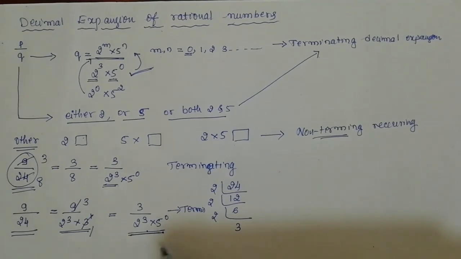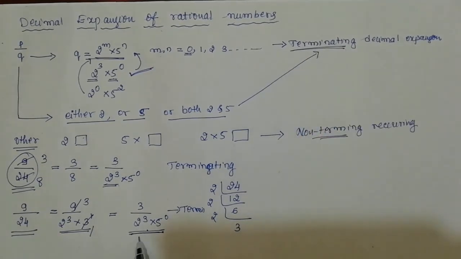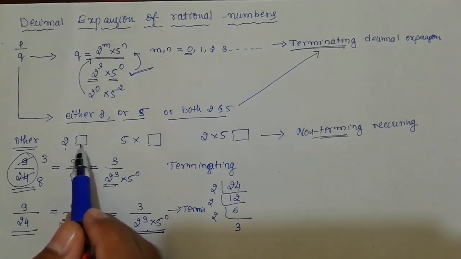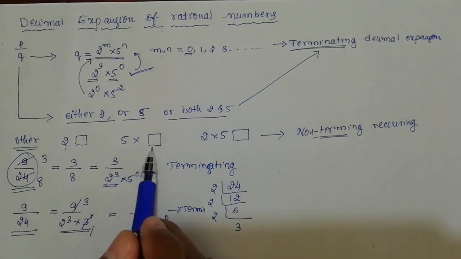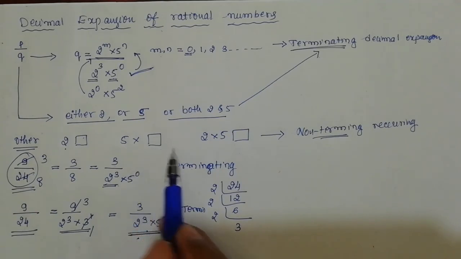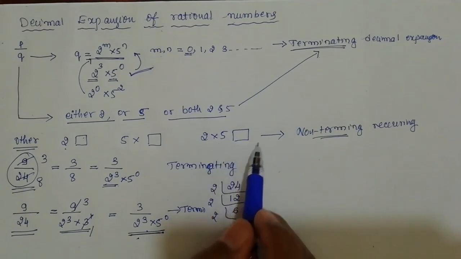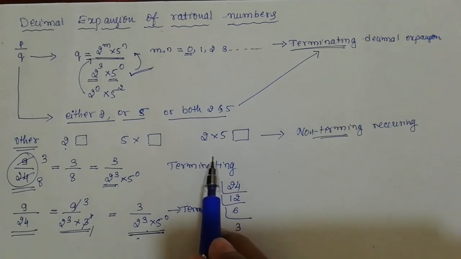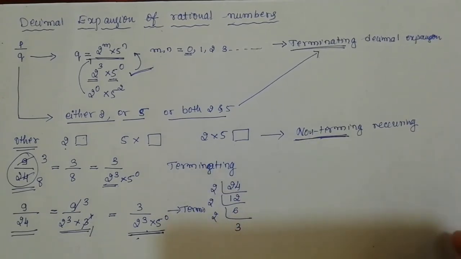Okay, if it is in the format of 2 power m into 5 power n, it is of the terminating format. If it is not in the format of 2 power m into 5 power n, meaning along with 2 or 5 any other number appears, like 3, 7, 11, or else if 2 and 5 both appear but along with them any other number appears, like 7, 11, 13, 19, then those numbers will have a non-terminating decimal expansion.